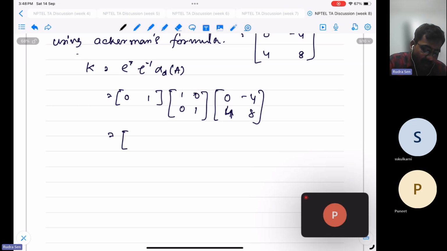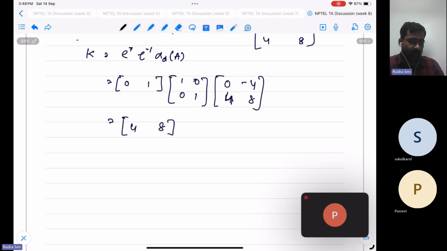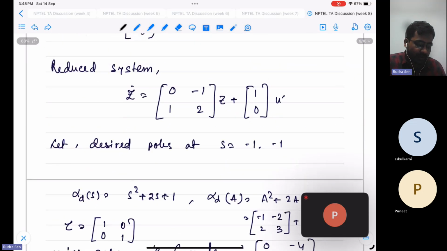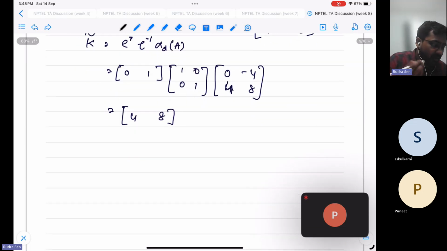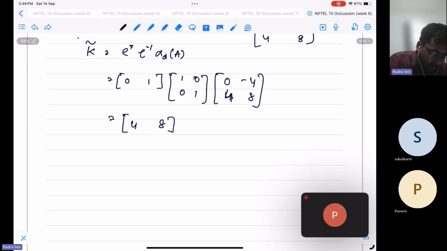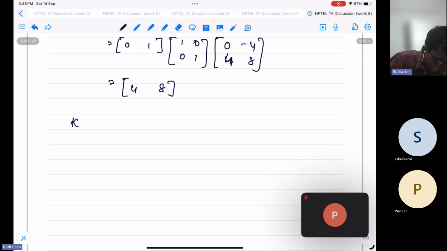So this is I, so you can ignore it. Just do 4 and 8. So this is your k tilde, this is k tilde for this reduced system. And since you are not able to control the last state, that is x3, for that case our final k tilde, let's say I'm calling it k1 tilde, so final k tilde is basically k1 tilde and 0, which is 4 8 and 0.